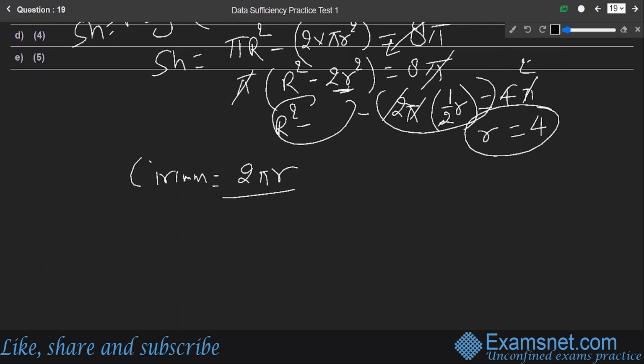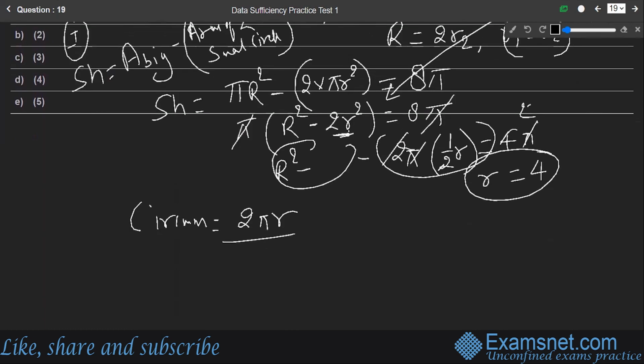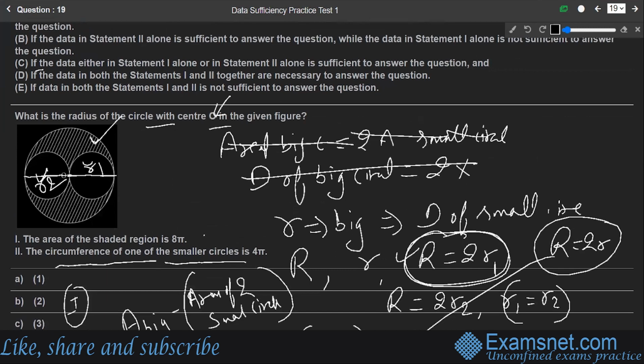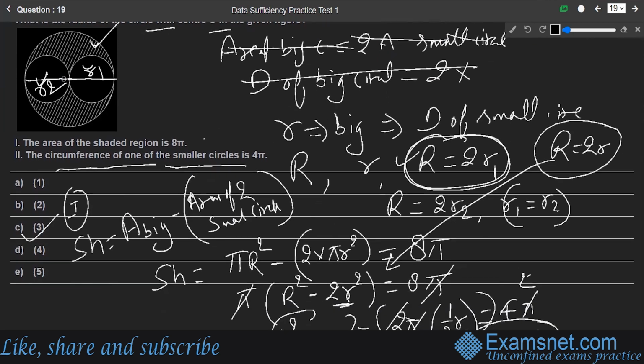With the same thing we can say the circumference has been given as 4 pi. So clearly we can write that 2 pi into half of r is equal to 4 pi, because that is the circumference. The circumference becomes 2 pi r. In place of r we are writing the radius of the small circle, that is half of r. So 2 pi into half of r becomes equal to 4 pi. Pi and pi get cancelled, 2 and 2 get cancelled, so clearly r value is coming out to be 4 again. So clearly statement number second alone is also sufficient to answer the question. In this situation it is option C, when both statements alone are sufficient to answer the question. So let's hit option C, and that becomes the right answer.